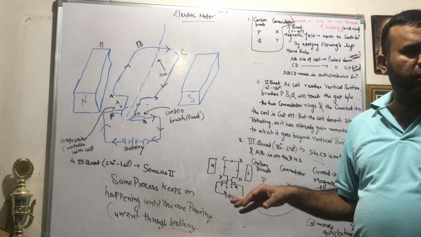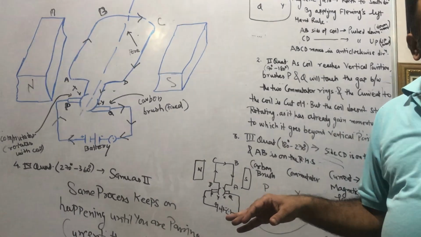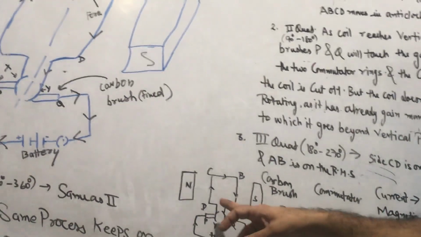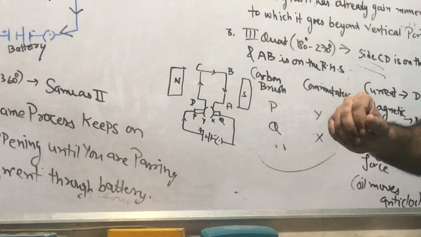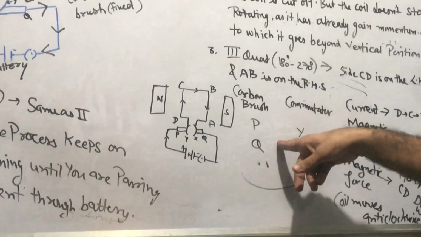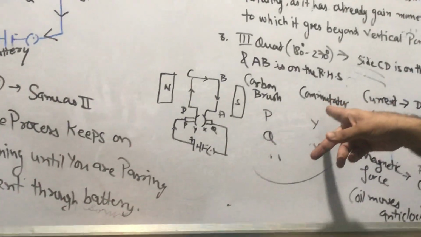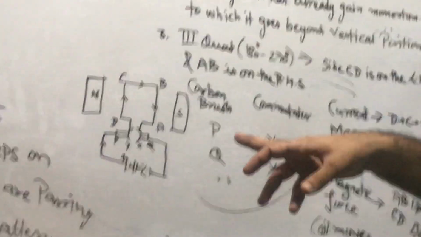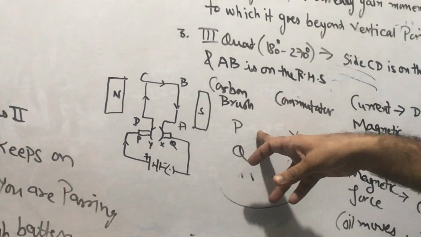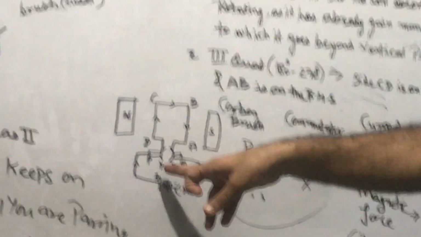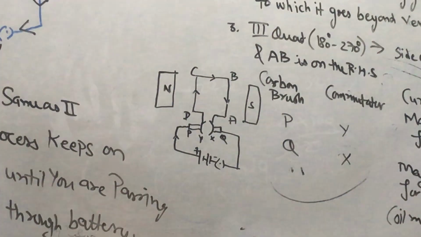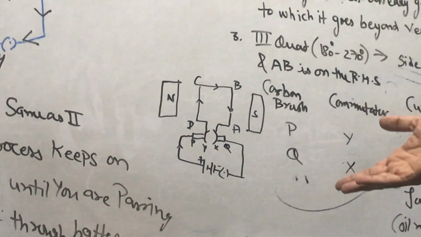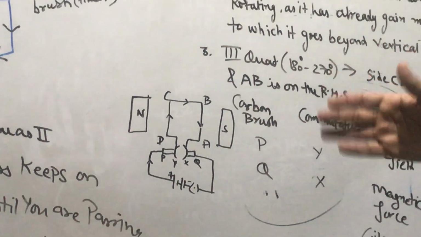Now in the case of the third quadrant, when it has passed the 0 to 180 degree cycle, AB comes on the right hand side and DC comes on the left hand side. And if you focus on your carbon brushes and commutators, they will also have changed. Carbon brush P will now be connected to commutator Y and carbon brush Q will now be connected to commutator X. Okay?